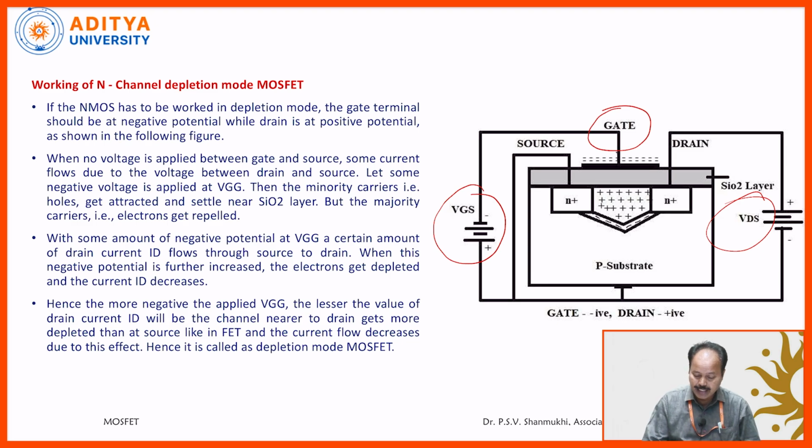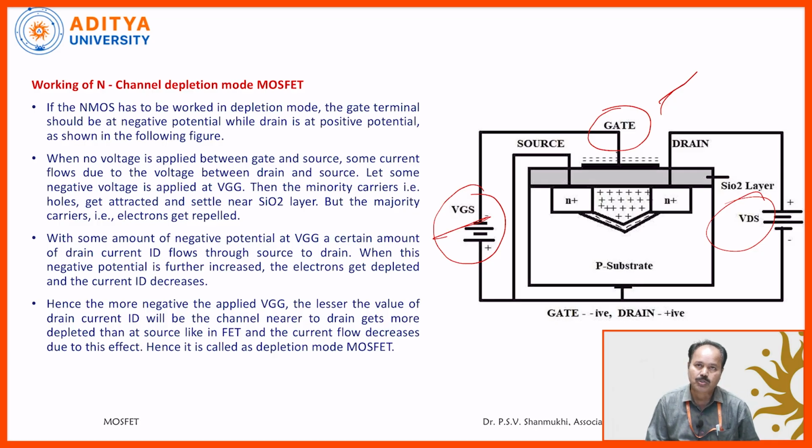But when the gate is given the negative voltage, what happens? VGS, gate to source, the negative terminal is connected to the gate and the positive terminal is connected to the source. Automatically the gate is kept at the negative voltage. Because of the negative voltage, the holes are attracted towards this one.